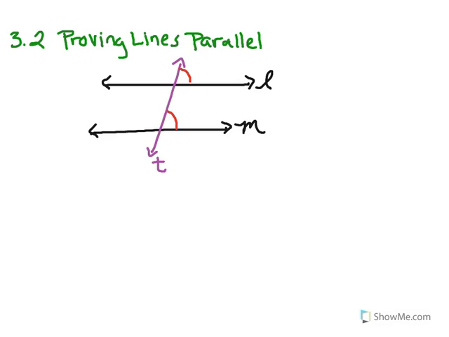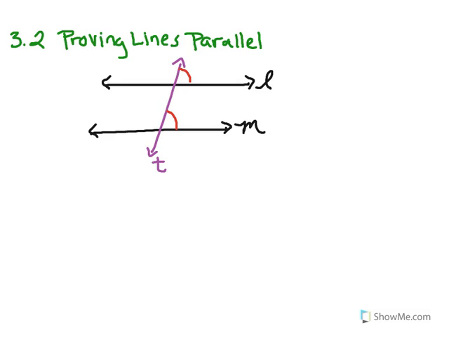So in this tutorial, we're going to look at section 3.2, which talks about how to prove lines are parallel. Don't worry about proofs. We're not going to do them yet in full. You might see bits and pieces. But in this particular tutorial, the difference between this section and the previous one is that in the previous one, we already knew our lines were parallel. In this one, we don't.